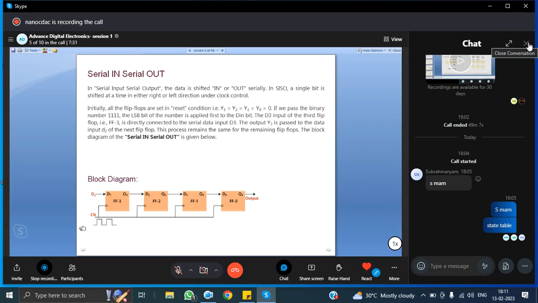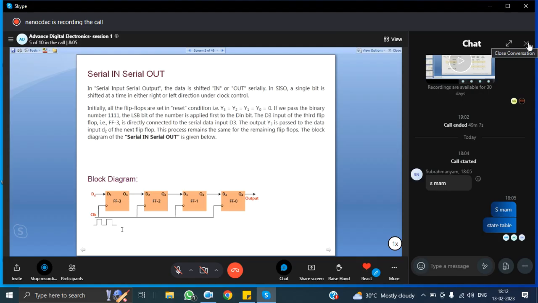SISO, serial input serial output. A single bit is shifted at a time, either to the right or left direction. So the clock will control the direction. Here I'm not showing you the reset, but initially the flip flops start in the reset to zero condition. That means all the outputs will be equal to zero.